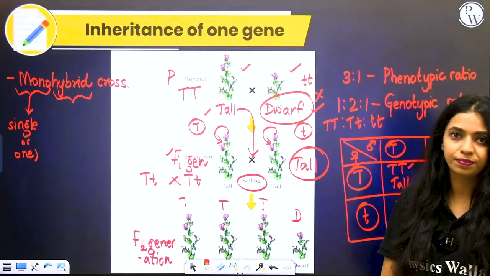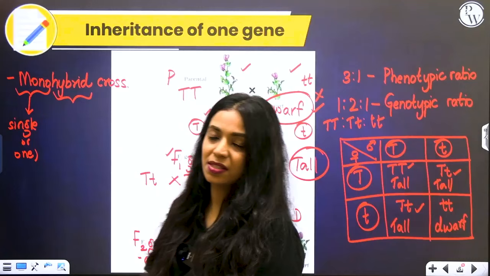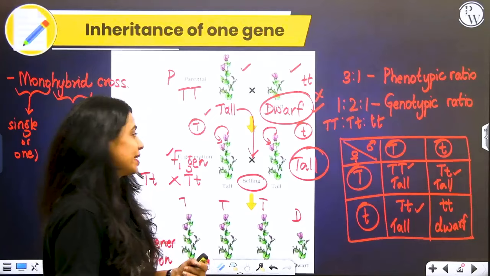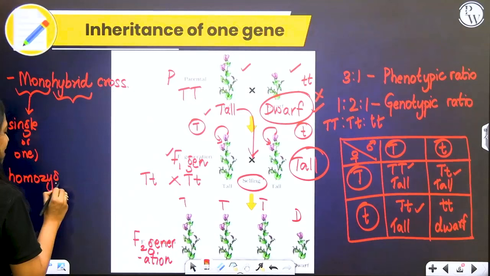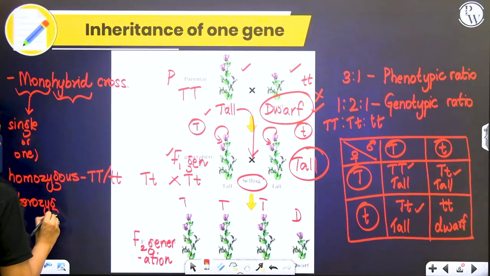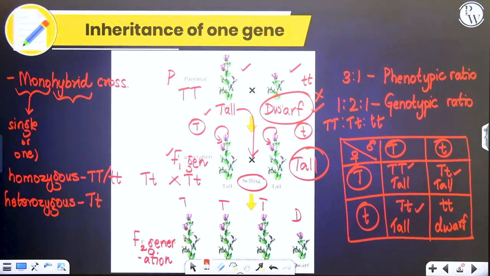Now I can explain to you what homozygous and heterozygous means. I'm sure you all know that we carry two copies of each gene. One we receive from each parent, right? If both the copies are similar, we say it is homozygous. Homo means what? Similar. So if something is homozygous, it means both are similar. Capital T or small t, both are homozygous. If it is heterozygous, it has to be different. You will have dissimilar copies of a gene. If it is capital T, small t, we call it hetero.